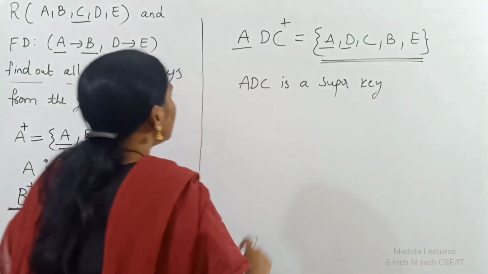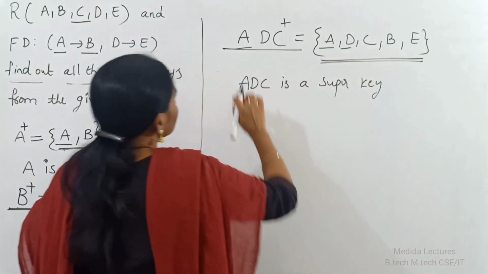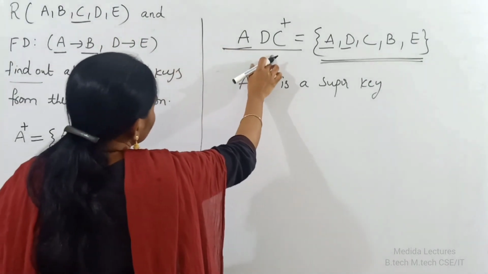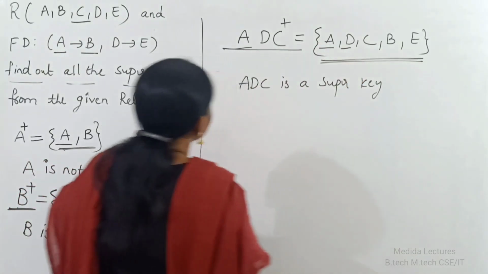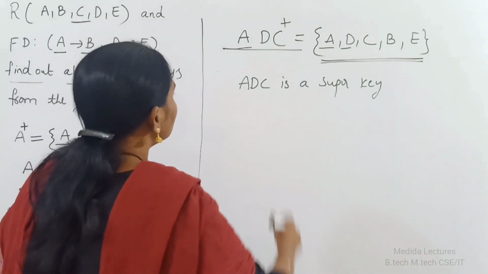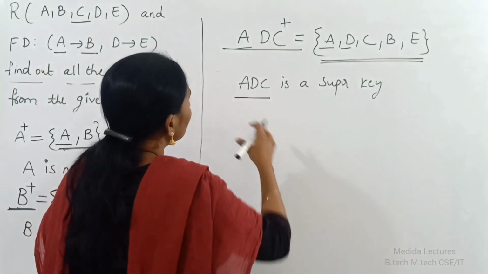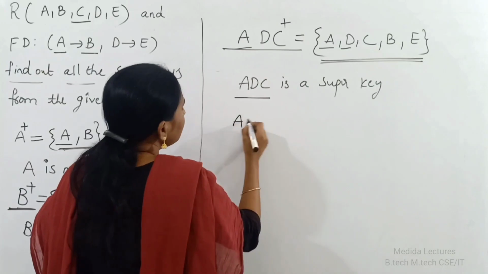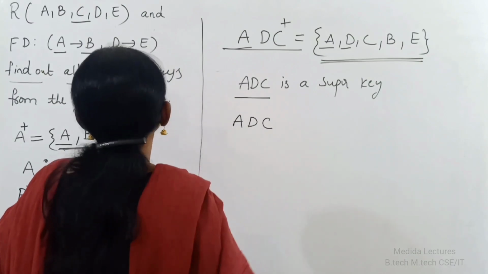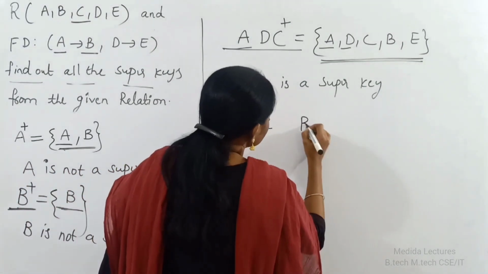So identifying the attribute or set of attributes is important. Based on the functional dependencies, we can identify the set of attributes that becomes a super key. After finding a super key, we need to find all the possible super keys. How do we do that? Here ADC is a super key. So what are the remaining attributes except ADC? B and E are the remaining attributes.